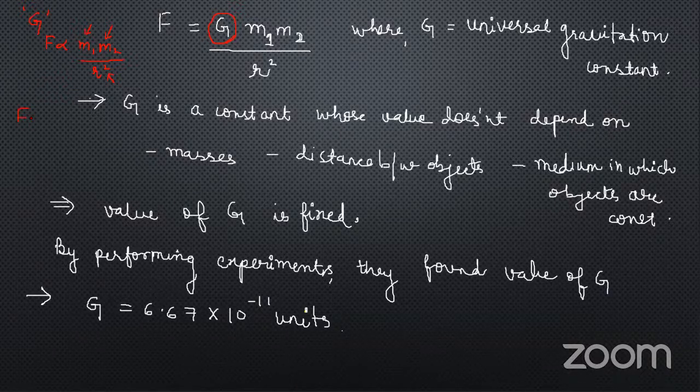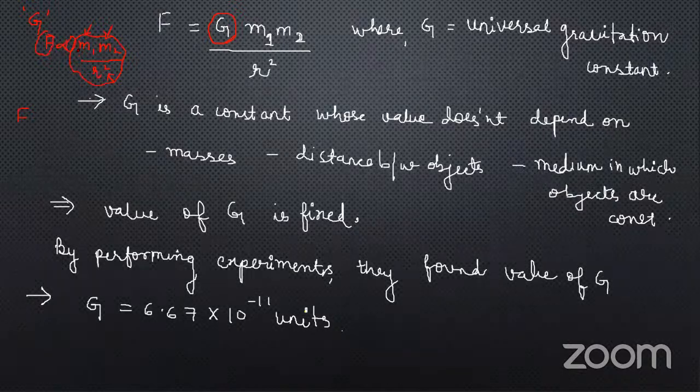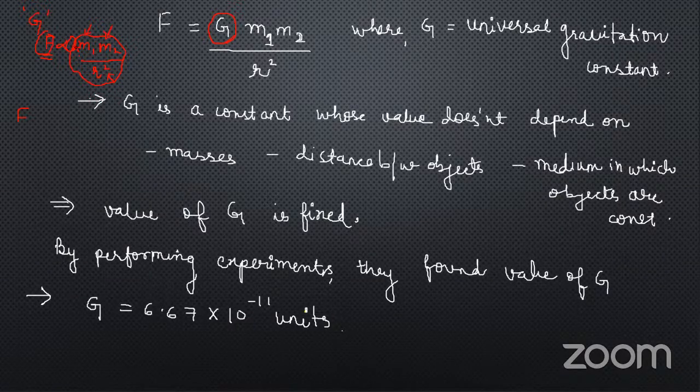Then how will I do this? I will take two objects whose masses are known. I will separate them by some constant distance. I will take an instrument which can calculate the value of force, and I will see what is the difference between m1 m2 by r square and F. What is the constant which I need to multiply on this side in order to make the force equal to k m1 m2 by r square? Whatever that constant comes out to be, I will find out the value of that constant.